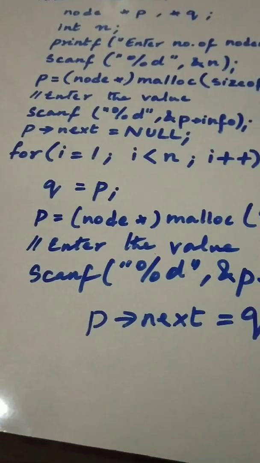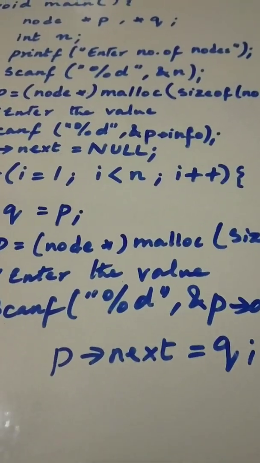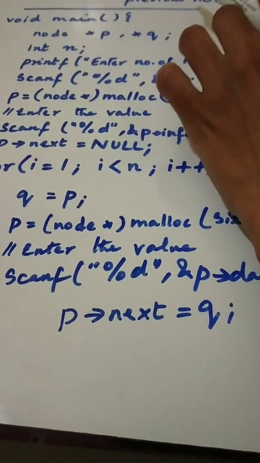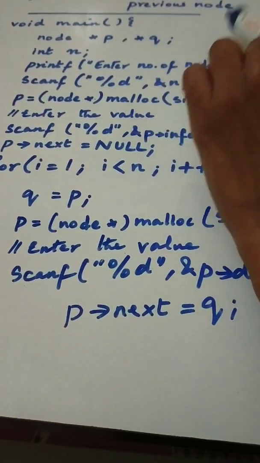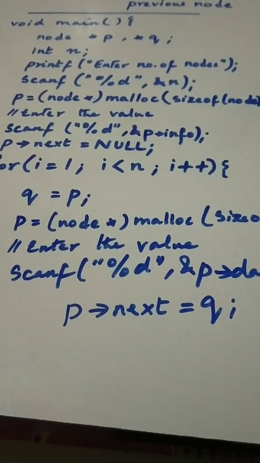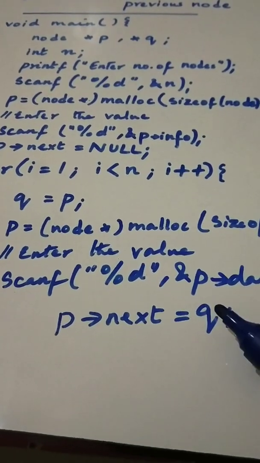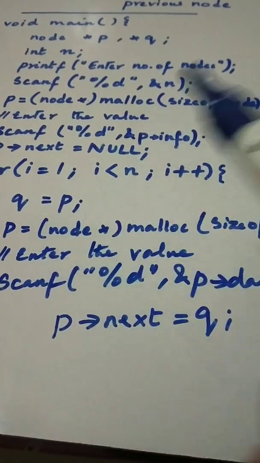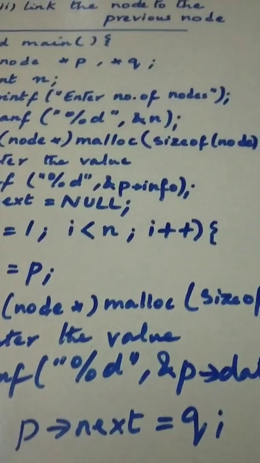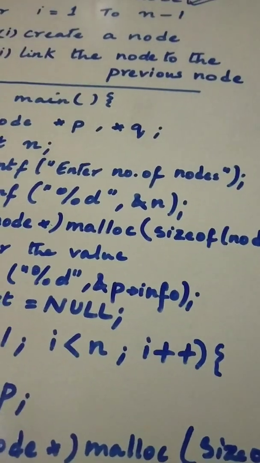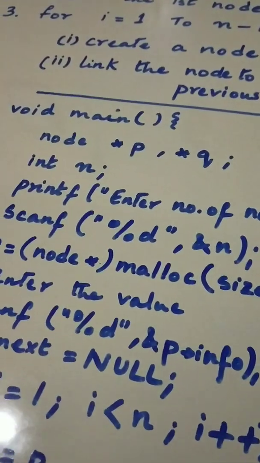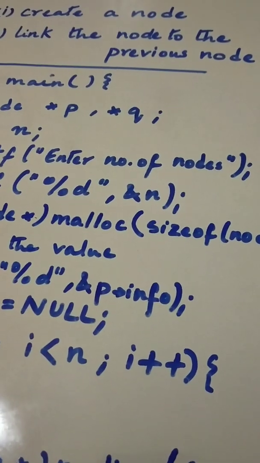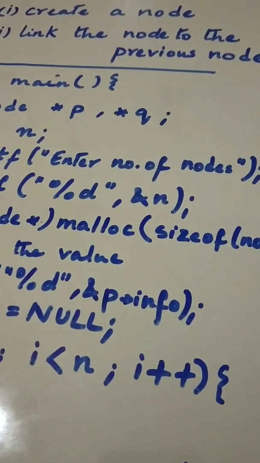Alright, so when I say p next equal to q, what is the meaning of this? This is actually that particular step which said link the node to the previous node. And q is holding the previous node. How do we know? From this particular step, q is equal to p. So this is a sample code of how to create an entire linked list by knowing the number of nodes that a user wants in his or her linked list.